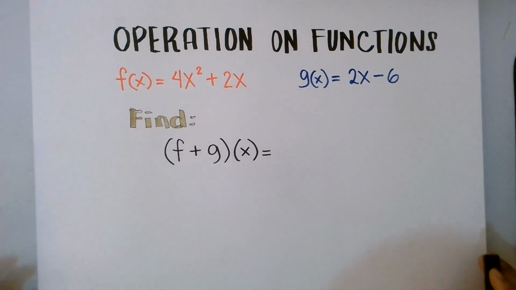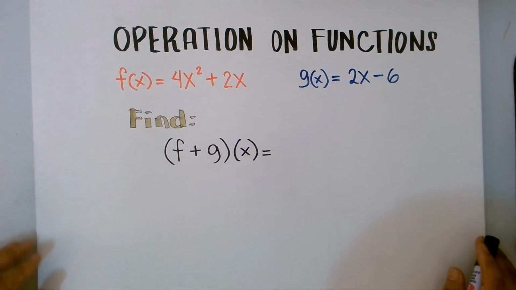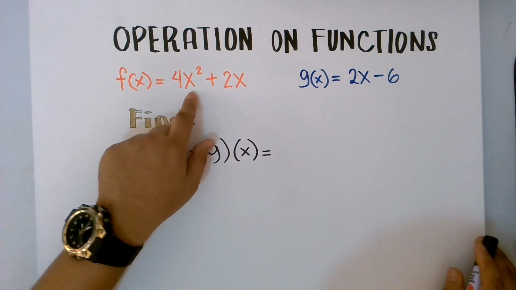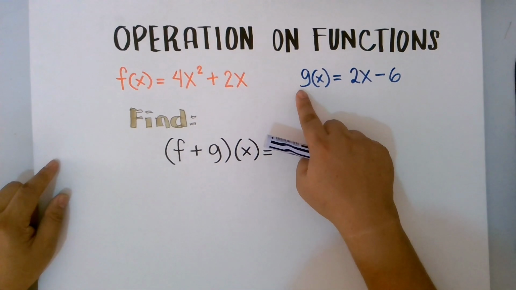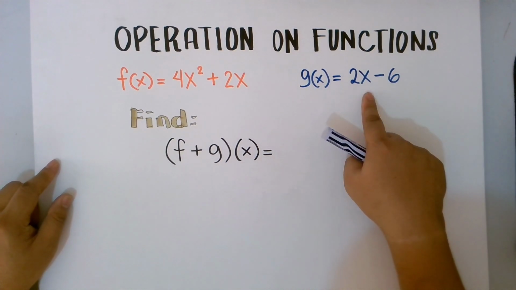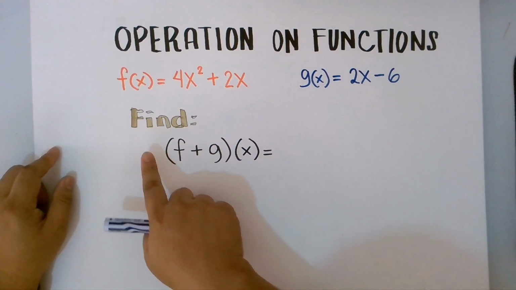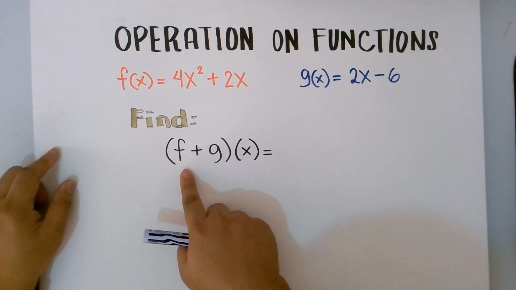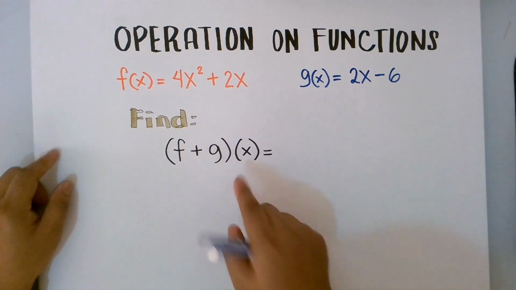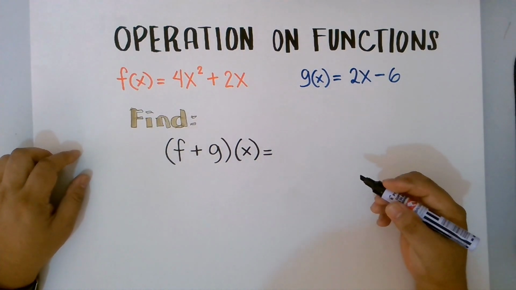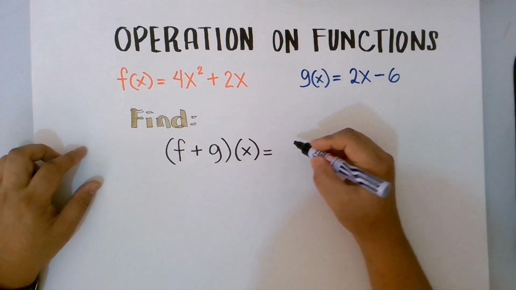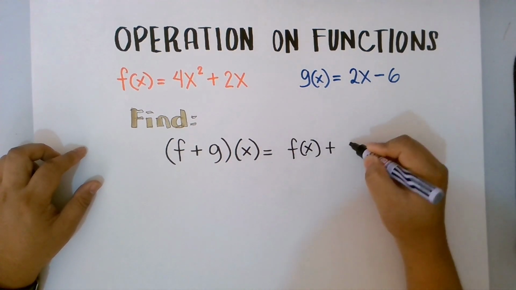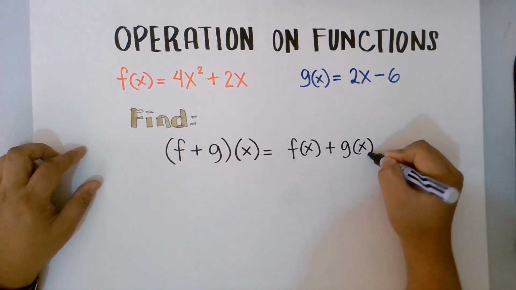Okay, so operation on functions, example number 1, we have f of x here, which is equal to 4x squared plus 2x. And our g of x is equal to 2x minus 6. So we will find the sum of the functions. Okay, so f plus g of x. So we'll just simply add the two functions. Okay, so f of x plus g of x.